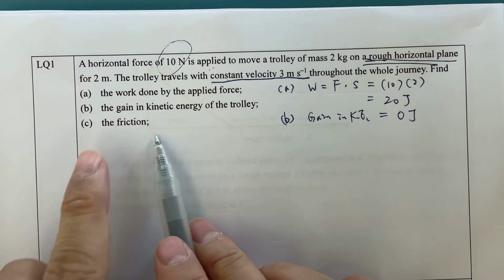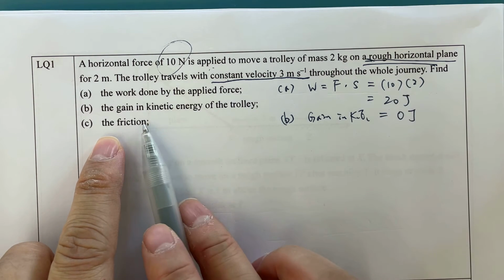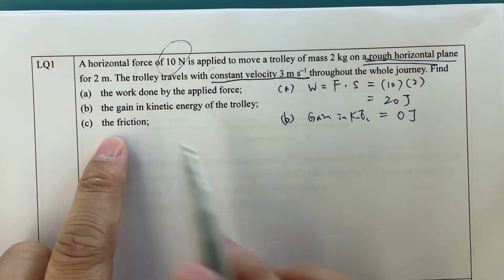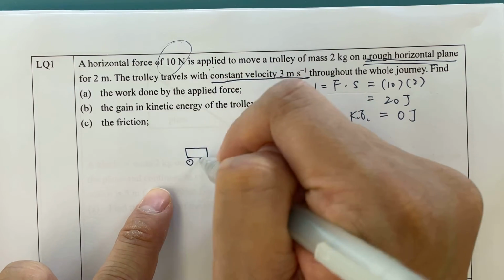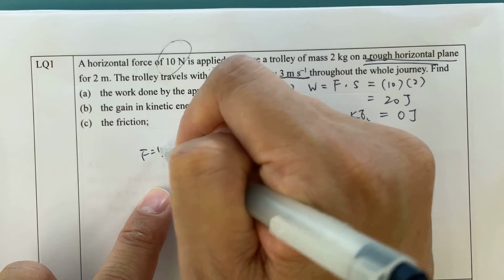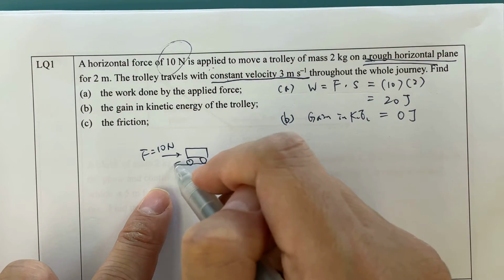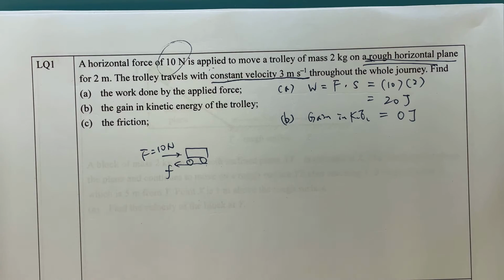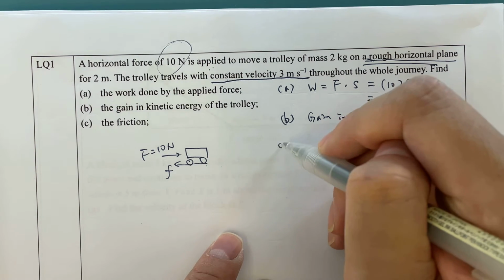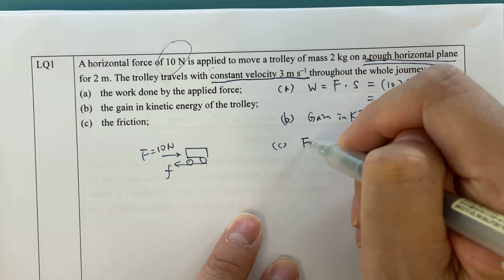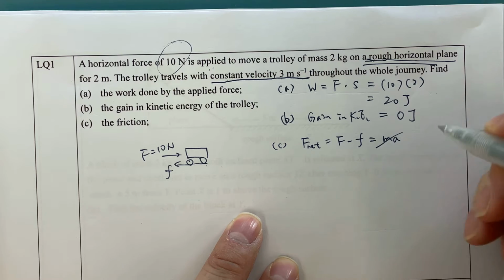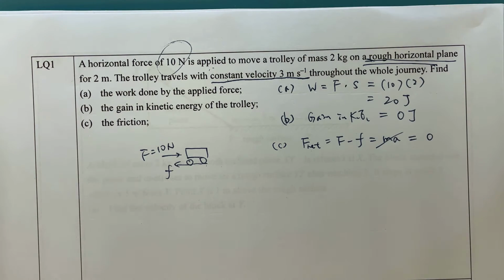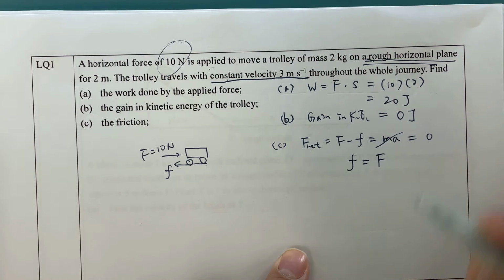Okay, thirdly, find the work done against the friction. The friction is simply, since it's constant velocity, right? So just imagine there's a trolley having a force 10 Newton pushing it forward. The friction would be balancing this force directly, because we know that for constant velocity, net force is equal to F minus small f, which is your ma. And now this acceleration is 0. So that means friction is simply equal to the force you apply to it, which is also 10 Newton.